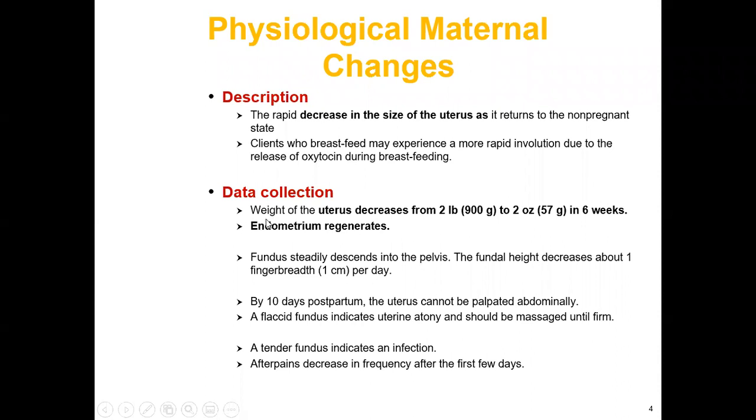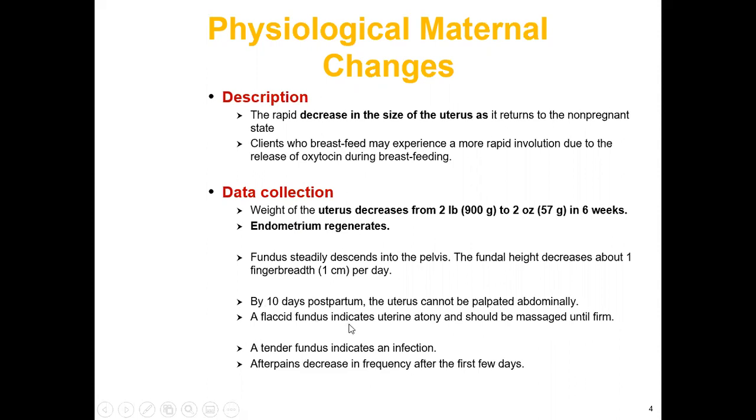Data collection. The weight of the uterus decreases from 2 pounds to 2 ounces in 6 weeks, and the endometrium also regenerates. The fundus steadily descends into the pelvis, and the fundal height decreases about 1 finger below per day. So you see how the size is reduced and goes back to the normal position. By 10 days postpartum, the uterus cannot be palpated abdominally.